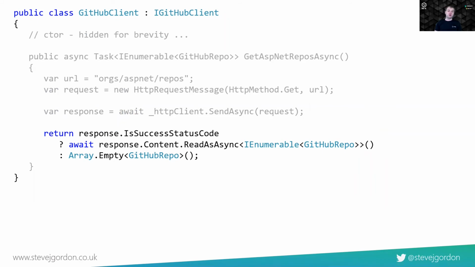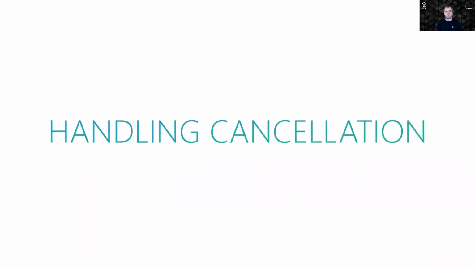This is a reasonable way to go. Other things you might want to do is also check that you do actually have content before you read from it. I haven't got that here for brevity, but don't just assume because you've got a 200, they may not have sent you any actual body in that response. So those are things to consider before you deserialize or read the content.